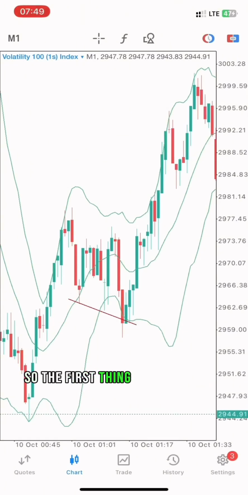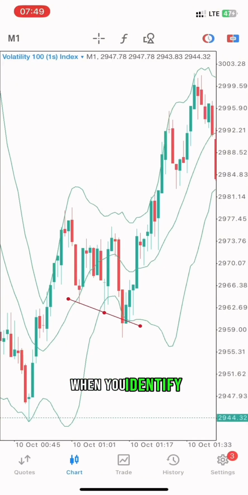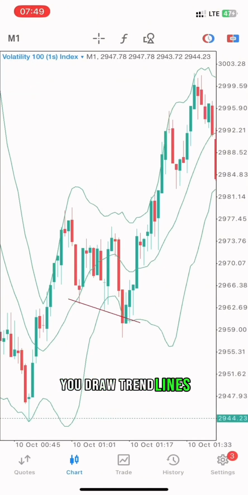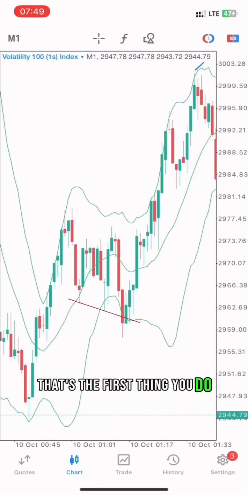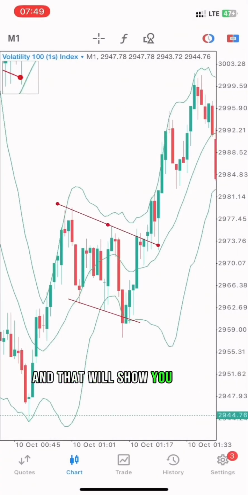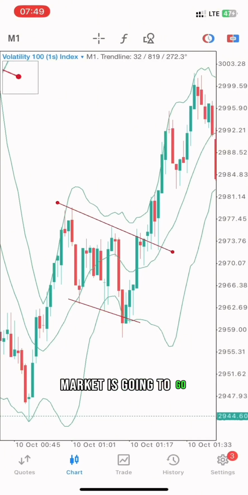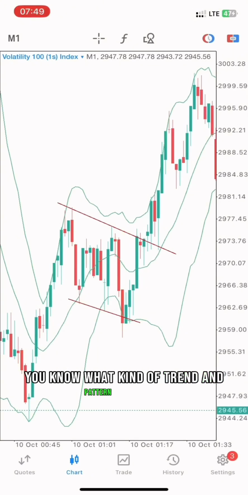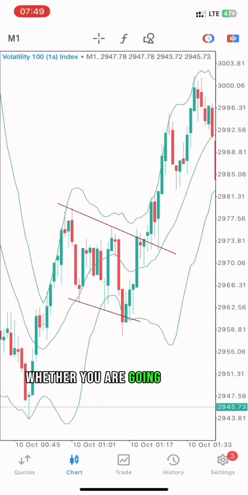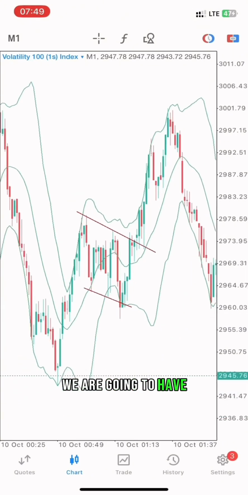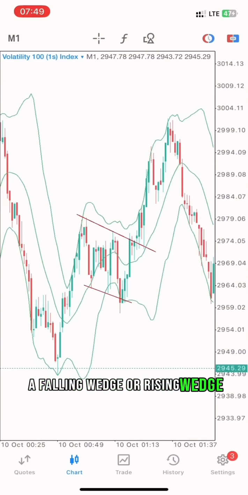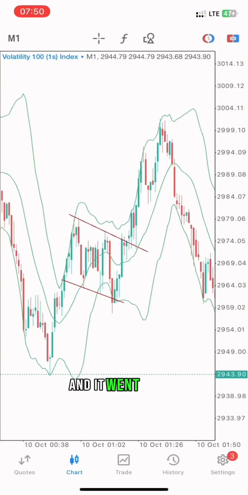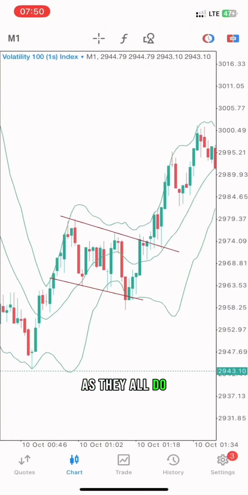So the first thing you want to do when you identify in the market is draw trend lines. That's the first thing you do, and that will show you where the market is going to go. By drawing the trend line, you know what kind of trend and pattern you have, whether you're going to have a flag or a falling wedge or a rising wedge. For this instance, this is a bearish flag and it went bullish, as they all do.